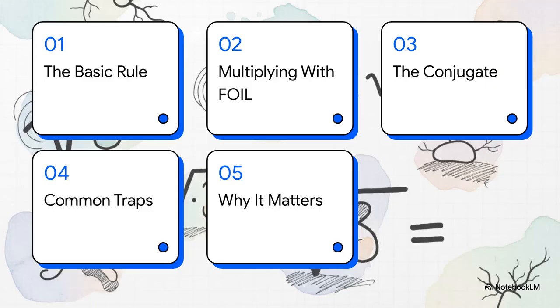Here's our game plan. We're going to start with the absolute foundation, the one rule to rule them all. Then we'll level up using a tool you probably already know, FOIL. After that, we unlock a secret weapon I like to call the conjugate superpower. Then we'll cover how to dodge the common mistakes. And finally, we'll see why any of this actually matters in the real world.